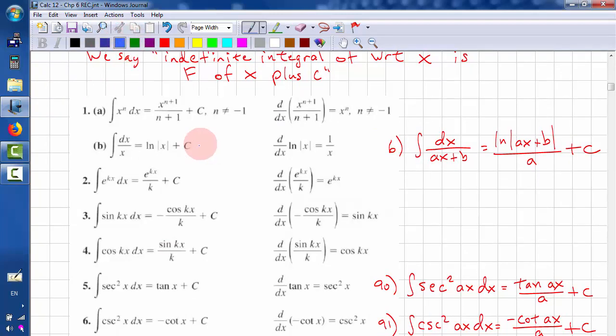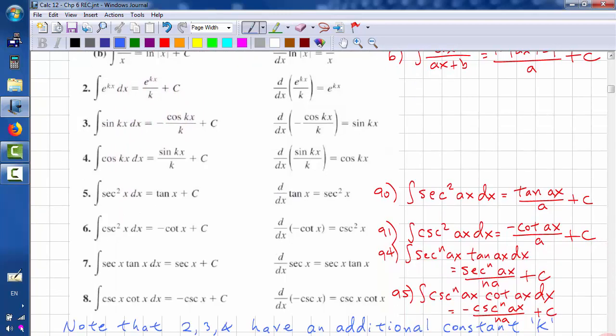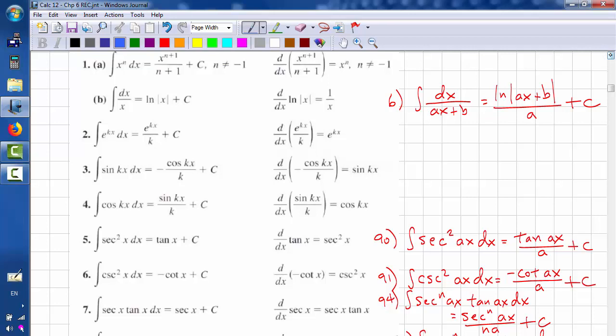Okay, here we have a table of indefinite integrals, and we also have the corresponding derivative rule. Here's just the power rule for integration, and here's the power rule for differentiation. The integral rule for 1 over x, which is ln x, and the differentiation rule for ln x. And here we have one for exponentials, and one for the trig functions. And I want to add a few more.